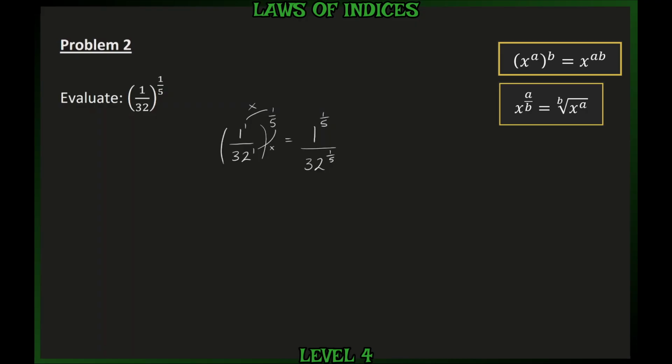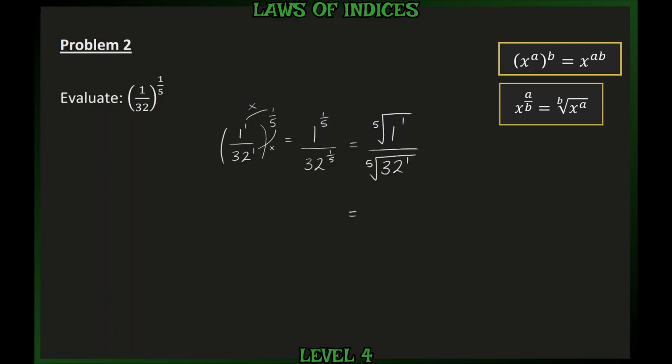And the law tells us that the numerator of our fraction is a power and that the denominator is the root. So we can rewrite 1 to the power of a 5th as 1 to the power of 1 and then take the 5th root of it. And with our denominator, we can rewrite this as 32 to the power of 1 and then take the 5th root.